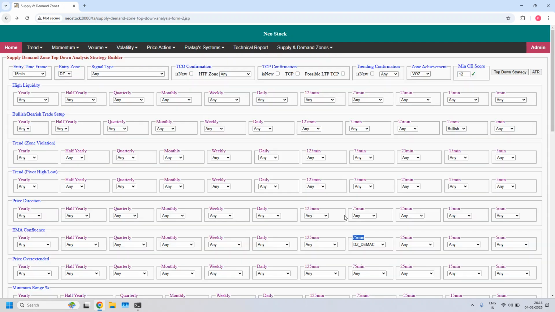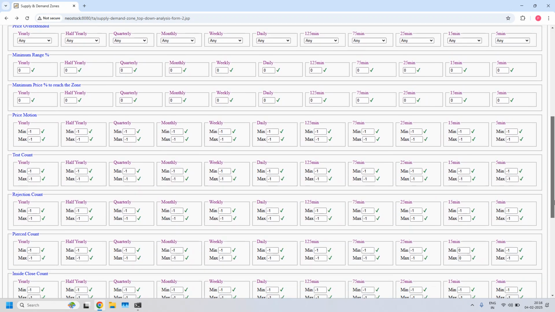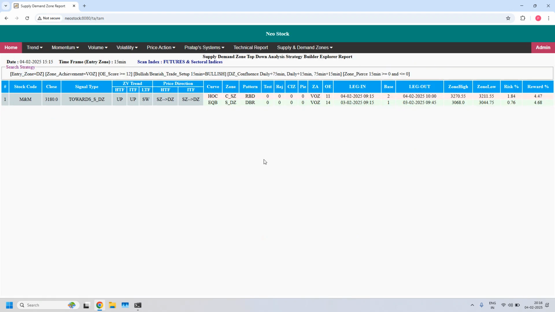Okay, fine. Next, we will look for LTF, ITF, HTF zone confluence. I removed the EMA filter. So in the demand zone confluence, we should set 3 filters. First filter is already enabled. Second filter, 15 minutes demand zone with daily demand zone confluence. Third filter, 75 minutes demand zone with daily demand zone confluence. With all the 3 filters enabled, we got 1 stock.